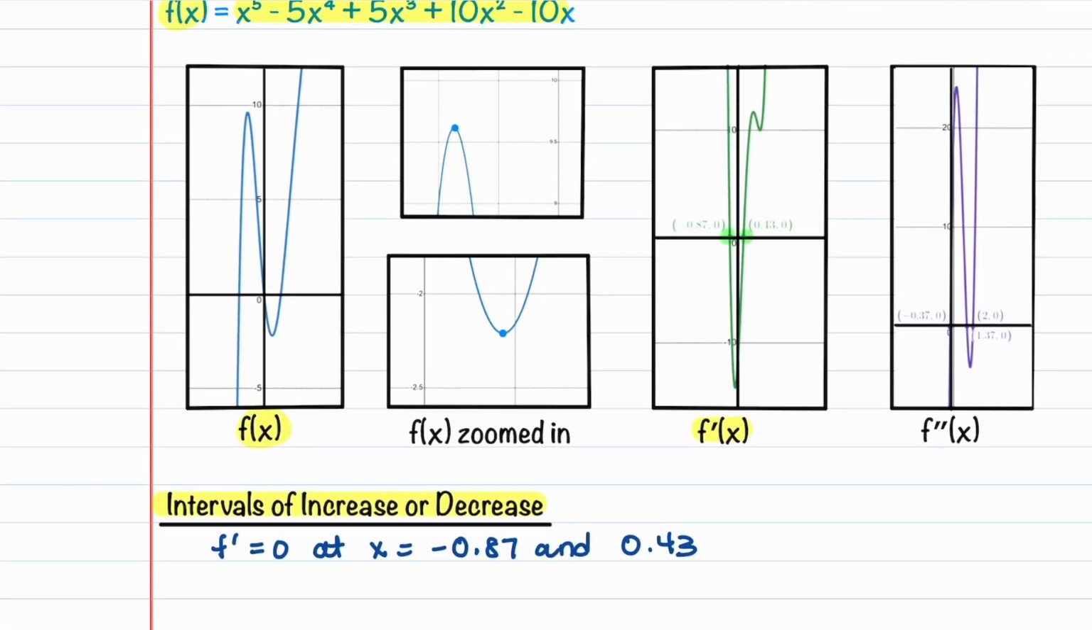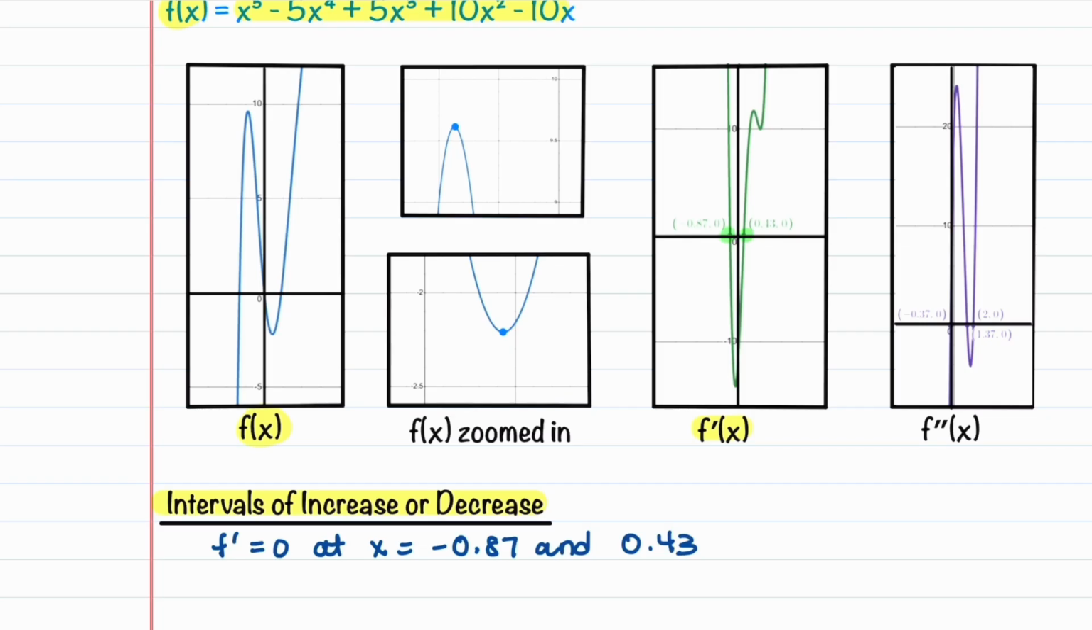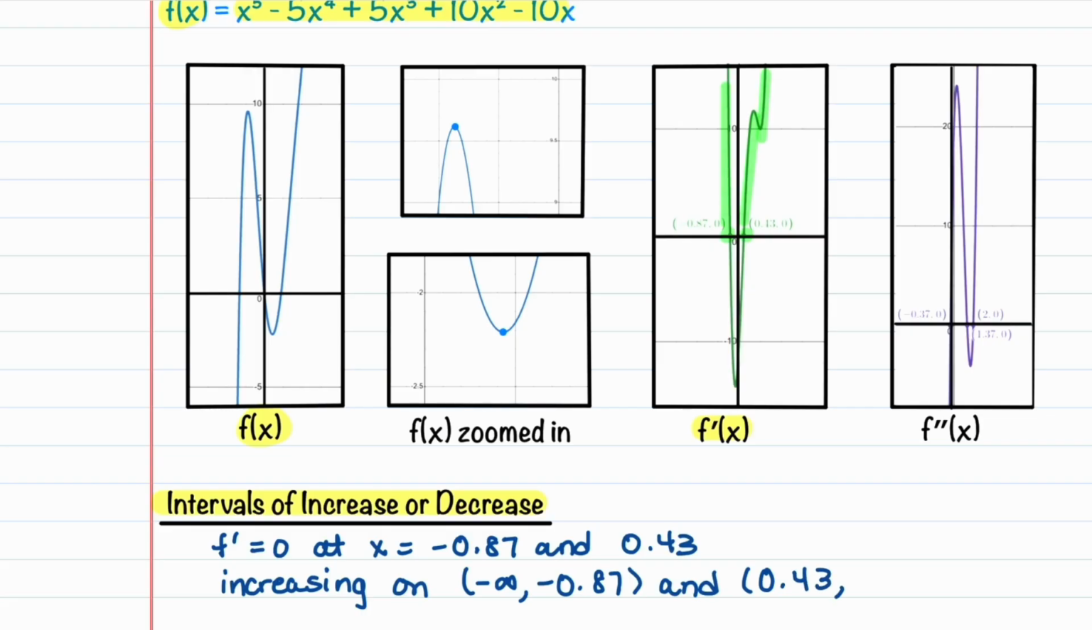If we look back up at the graph of f prime, you can see that the graph is positive to the left and to the right of these 2 points. That means that our function is going to be increasing. So let's write down that our function is increasing on the interval from minus infinity to minus 0.87 and to the right of 0.43, so that is 0.43, comma, infinity.